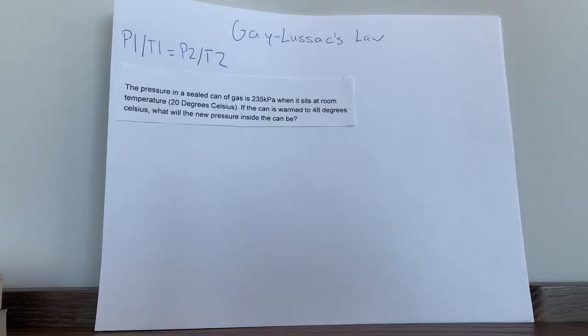The next gas law that we'll be going over is Gay-Lussac's law, which is P1 divided by T1 equals P2 divided by T2. The problem that we'll be solving is: the pressure in a sealed can of gas is 235 kilopascals when it sits at room temperature, 20 degrees Celsius. If the can is warmed to 48 degrees Celsius, what will the new pressure inside the can be?